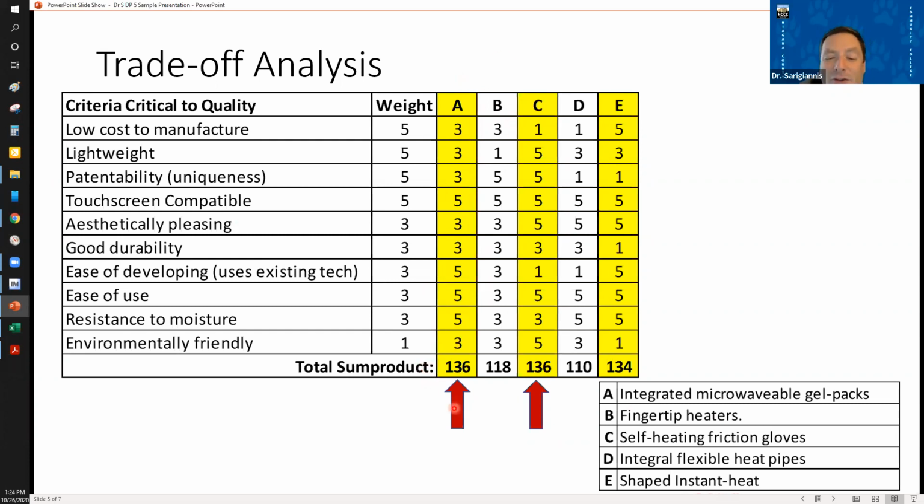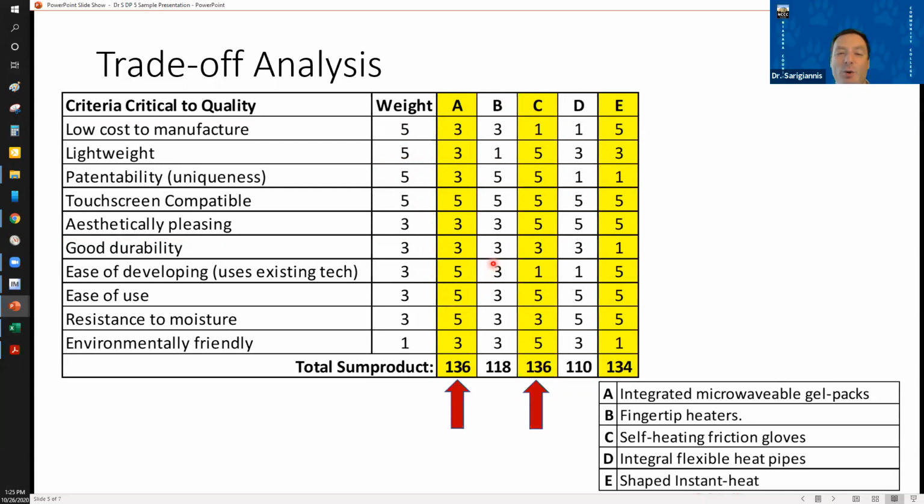One thing that was interesting to me is that the integrated microwavable gel packs and the self-heating friction gloves came out on top. Very close to that was the shaped instant heat. I wound up looking at these two, A and C, so let's discuss the integrated gel packs and the self-heating friction gloves. One thing to notice, and I called this out earlier: fingertip heaters, I thought, ranked kind of low on being lightweight, which I had as a pretty important weighting.